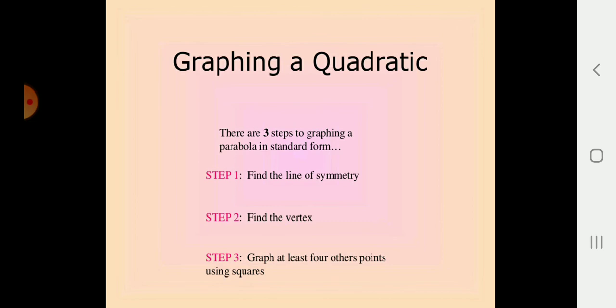So graphing quadratics, these are three steps to graph parabolas in standard form. Step 1, find the line of symmetry. Step 2, find the vertex. Step 3, graph the vertex and other points using a table of values.